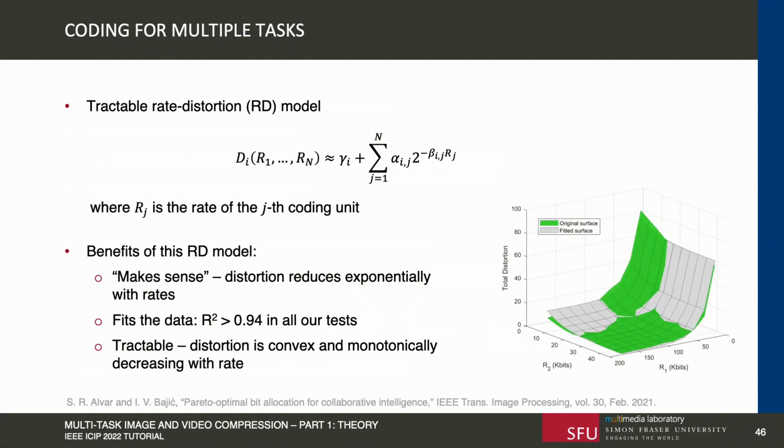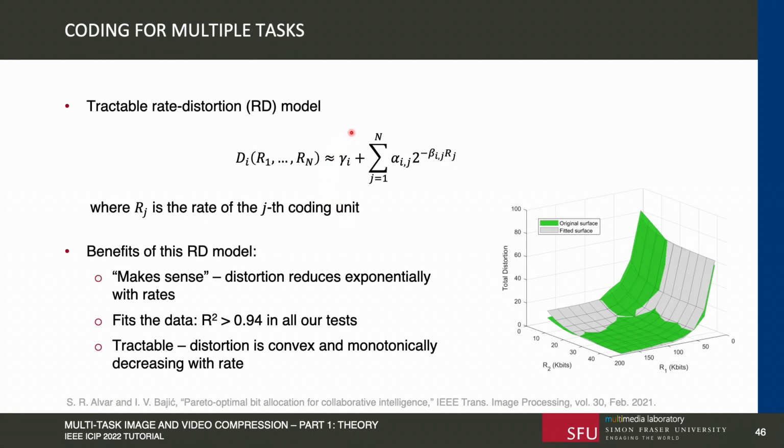For our analysis, it'll also be useful to define a tractable rate distortion model that relates the distortion of different tasks, or even the total distortion across tasks, as a function of the rates of coding units whose bits we are trying to optimize. So, for example, one such useful model would be like this. Here D sub i is the distortion of the ith task, and it's a function of n rates, where these rates are the rates for the corresponding coding units. These could be different features in a network or different feature channels in a tensor of a network.